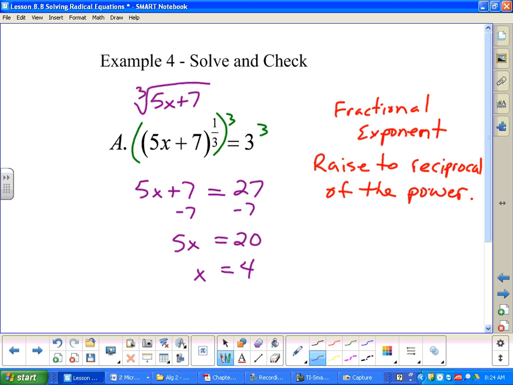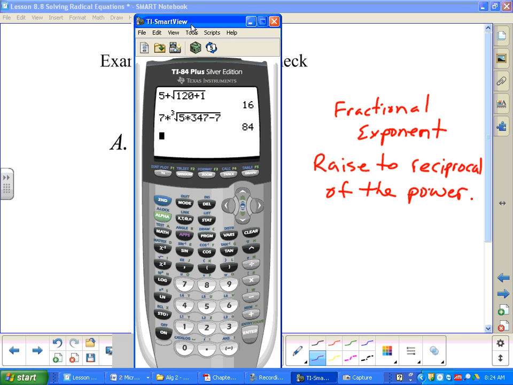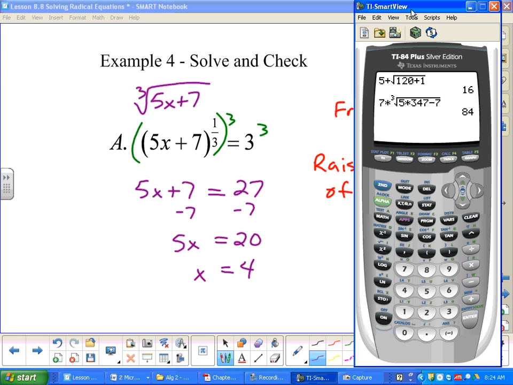And we could check this with our calculator, because we can do fractional exponents. So we have 5 times 4 plus 7 raised to the power of, and we can just type in 1 divided by 3 there. That'll work. And we get 3.